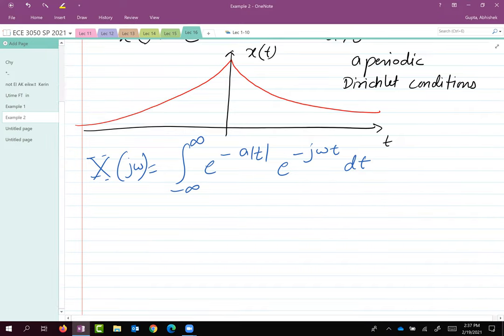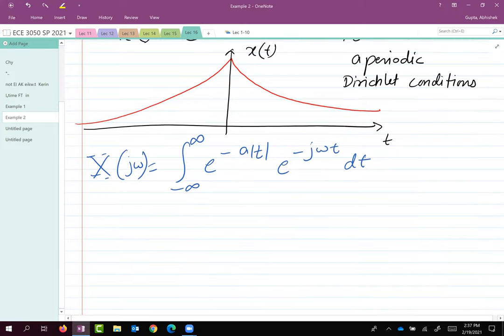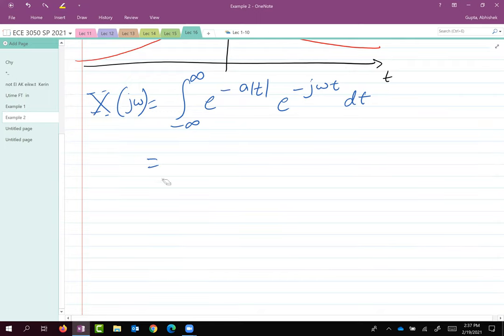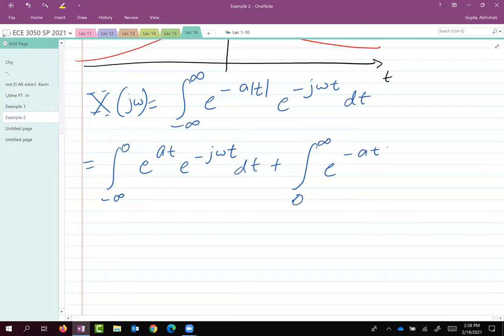Okay, so now I'm in trouble because I have an absolute value of t inside the integral. So what should I do? Any thoughts? Can you split it up into positive, negative, and zero? Yeah. So I'll split it into two integrals, from minus infinity to zero, in which case I know that absolute value of t would be minus t, so e raised to at, e raised to minus j omega t dt, and then from zero to infinity, e raised to minus at, e raised to minus j omega t dt.